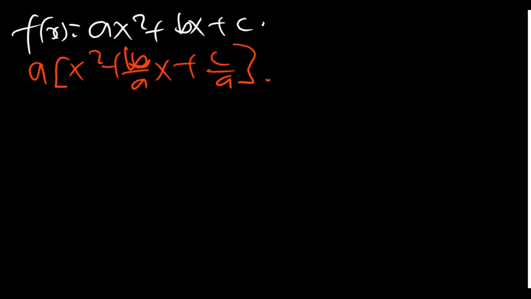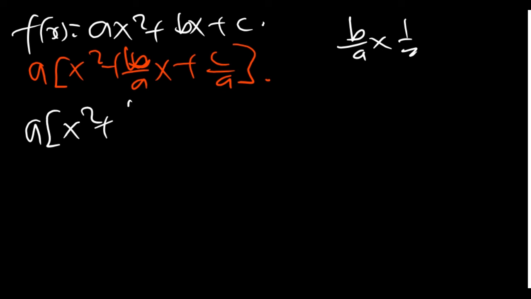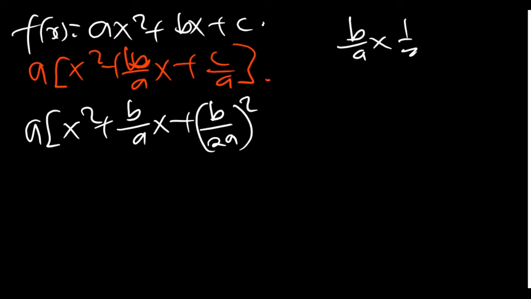Now the next step is you get the coefficient of this x, and you do times half. What is the half of b over a? You say b over a times half, which is going to be b over 2a. So this is going to be a x squared plus b over a x plus, now this is going to be b over 2a, and this has to be squared. The same thing which I've done here, I'm going to say minus the same thing, b over 2a, which also has to be squared.